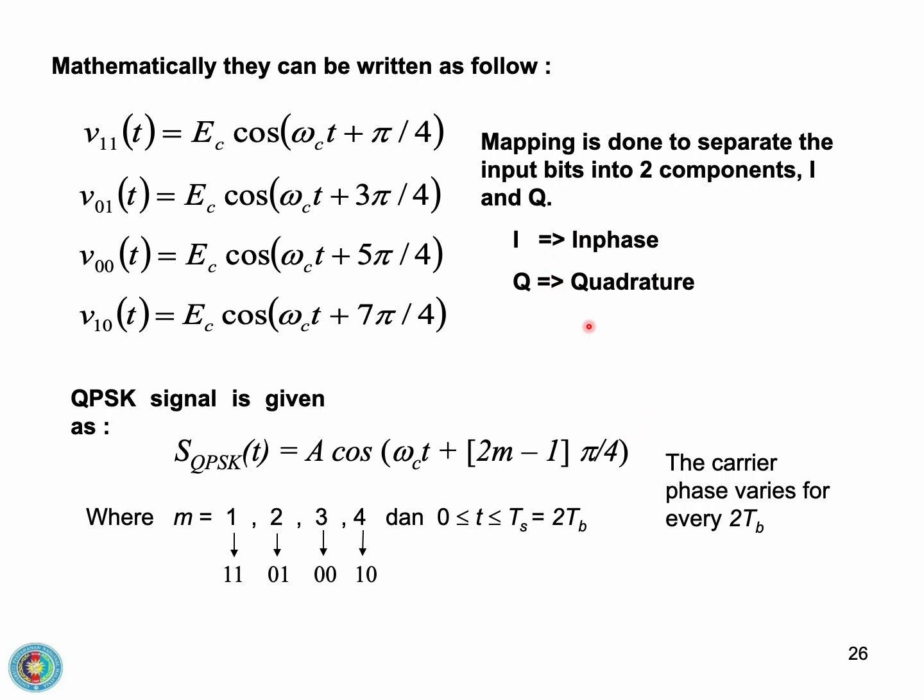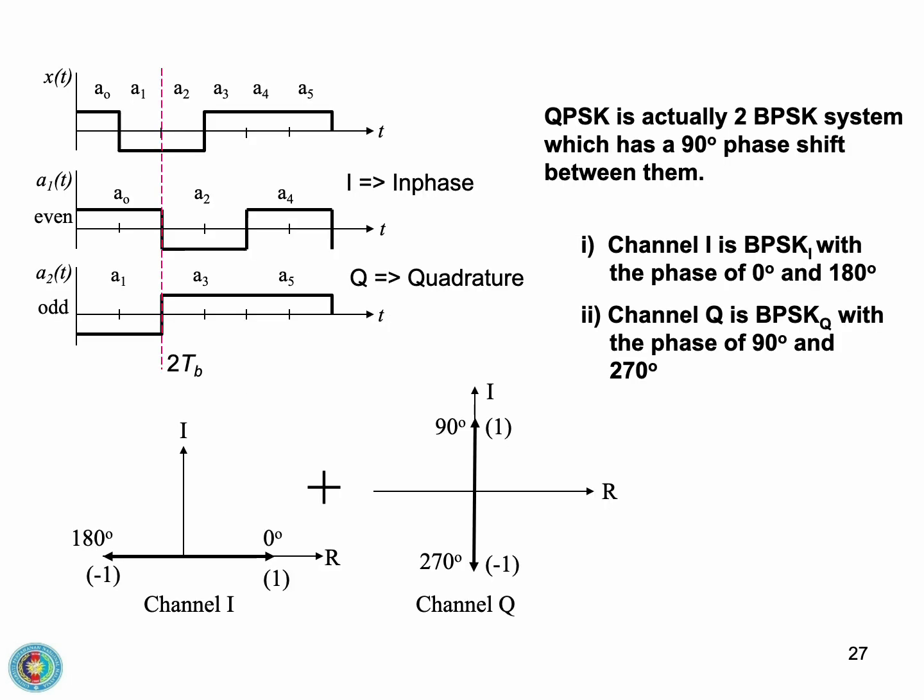It separates the incoming bits into 2 orthogonal components, the in-phase, or I, and the quadrature, or Q components. The general QPSK signal, S_QPSK(t), can be expressed with the phase term depending on M, which represents the 4 different symbol states. The carrier phase effectively varies for every 2-bit periods, which is the duration of one QPSK symbol, Ts equals 2Tb. A powerful way to conceptualize QPSK is to view it as 2 independent BPSK systems operating in parallel, but with a crucial 90° phase shift between their carrier signals.